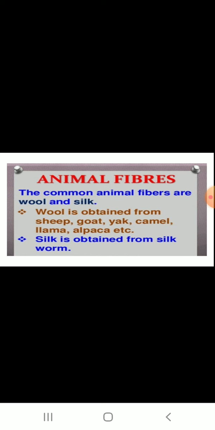Wool is obtained from the sheep, goat, yak, camel, llama, alpaca, etc. These are the animals from which we get wool. Silk is obtained from the silkworm. Just look at the picture. You can see the hairs on the body of a sheep. Wool is taken and made into a fiber.